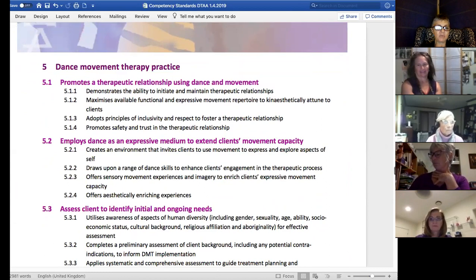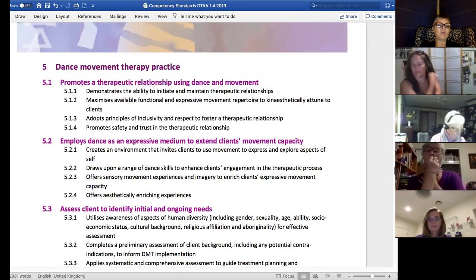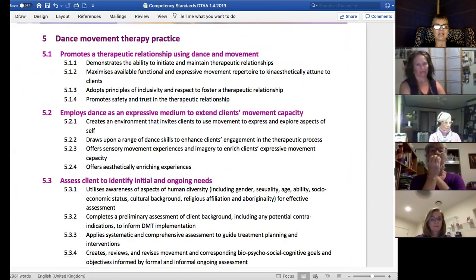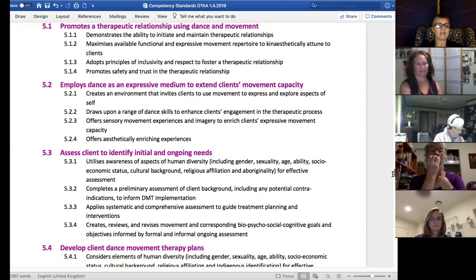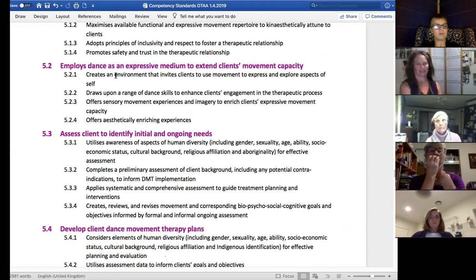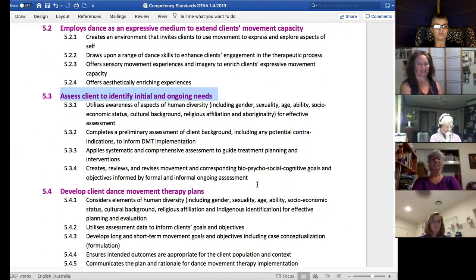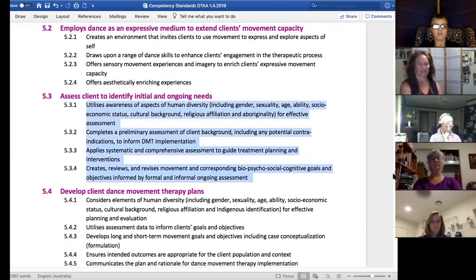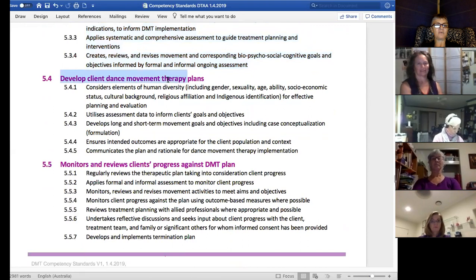So this one is dance movement therapy practice. This is about how we are as dance movement therapists in our practice, and these are things that are fairly standard and probably not controversial at all. The idea that we promote a therapeutic relationship using dance and movement, that dance is the expressive medium that we use to extend clients' movement capacity. That distinguishes us from psychomotor therapists or physiotherapists or others who might be wanting to extend clients' movement capacity. We assess the client, and there's a range of ways that we might do that. And then we develop dance movement therapy plans for our clients.